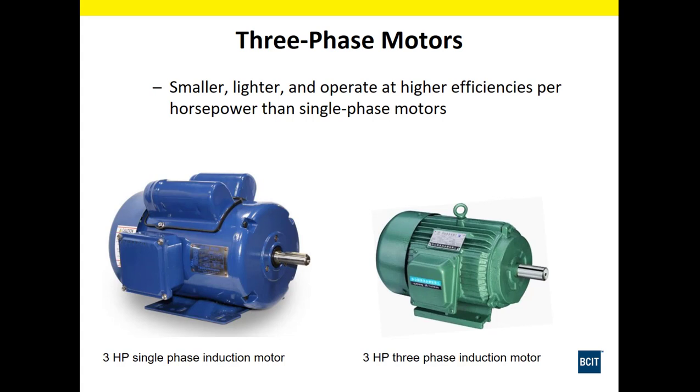Three-phase motors are smaller, lighter, and operate at higher efficiencies per horsepower than single-phase motors. Shown here is a 3-horsepower single-phase induction motor next to a 3-horsepower three-phase induction motor. Notice the size difference for the equivalent amount of horsepower.